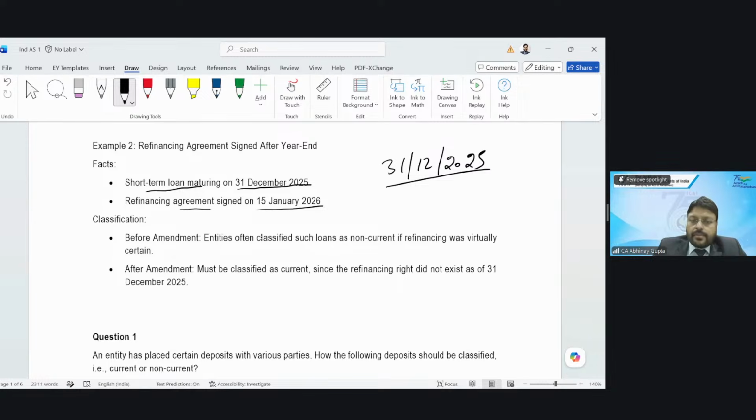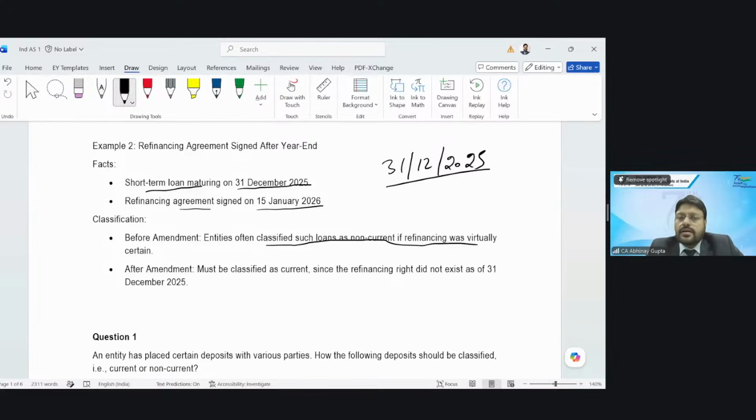So before the amendment, entities were taking the advantage of the refinancing, which was virtually certain, right? An entity could say that on 31st December, we have refinancing discussions ongoing and we will be getting it in some time. Taking the advantage of these discussions, which are verbal as of now, and no refinancing agreement is signed, the companies still were able to say that because this is bound to be signed, it's just a matter of some modalities or formalities which needs to be executed first.